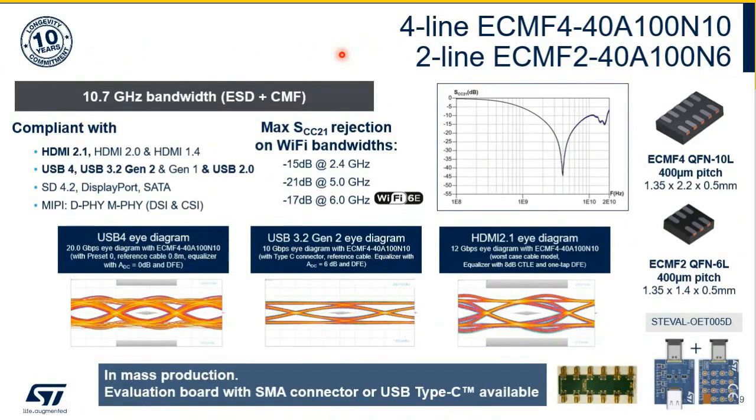Okay, let's see the two latest ECMF key features. High bandwidth capability with 10.7 GHz. As shown previously, we are compliant with the latest high-speed standards like HDMI 2.1, USB4, USB2, SD card, DisplayPort, SATA and MIPI. Very high rejection on Wi-Fi bandwidth. As shown by Kevin, we are compliant with the latest Wi-Fi 6E standard with -70 dB SCC21 at 6 GHz. Then we are compliant with all the eye diagrams: USB4, USB3.2 Gen 2, and HDMI 2.1.